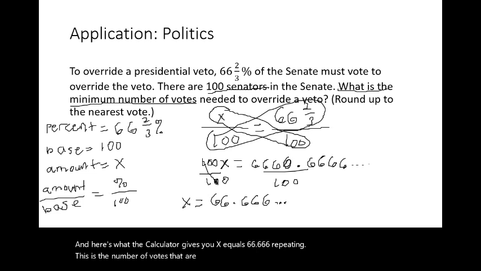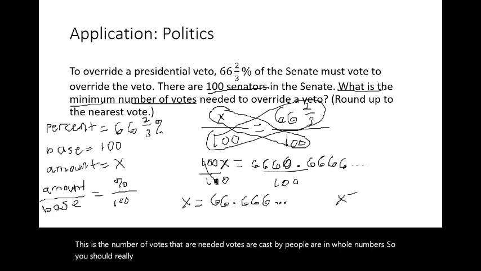Votes are cast by people. People are in whole numbers. So you should really round up to the nearest whole number. So 67 votes are needed to override a presidential veto.